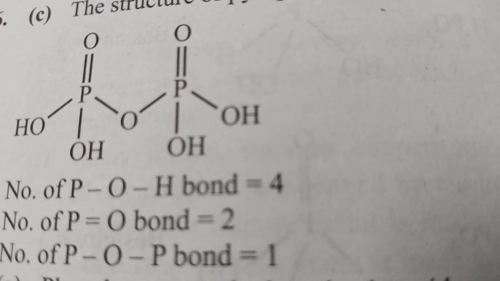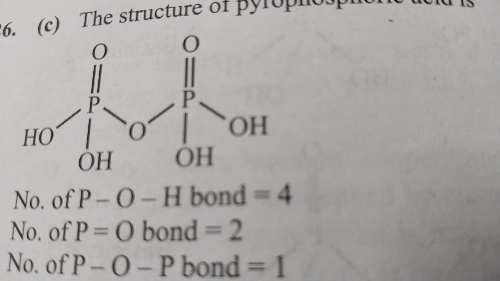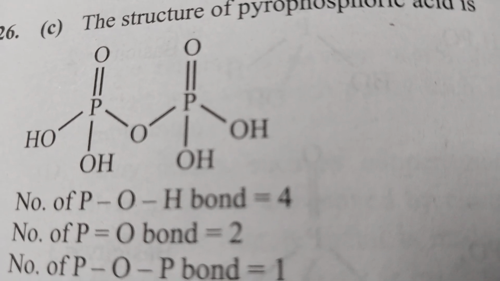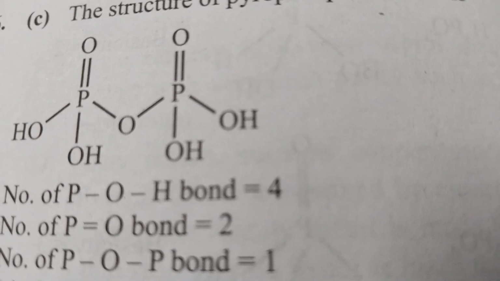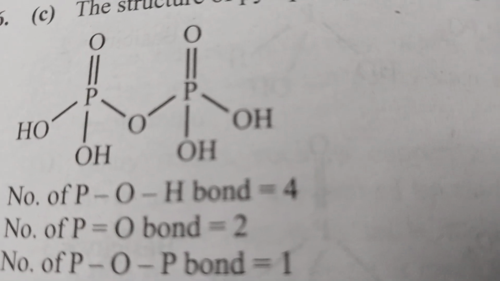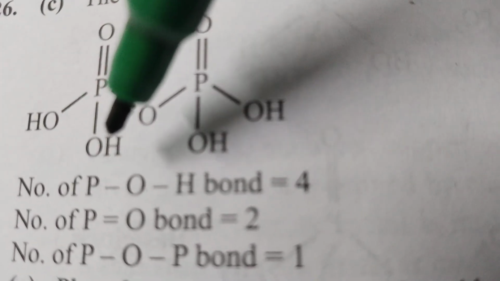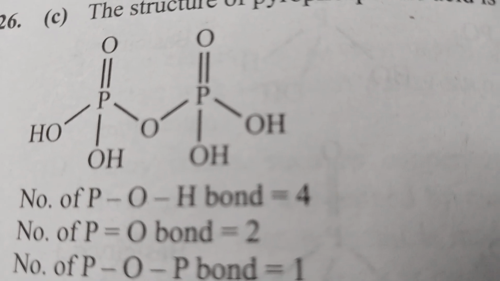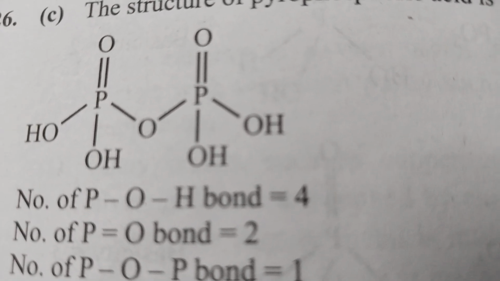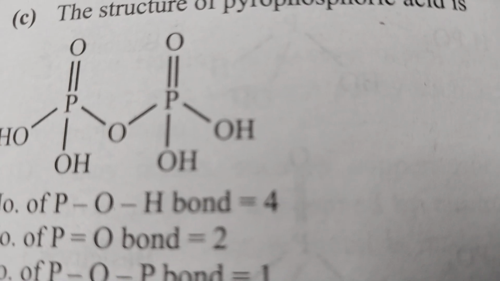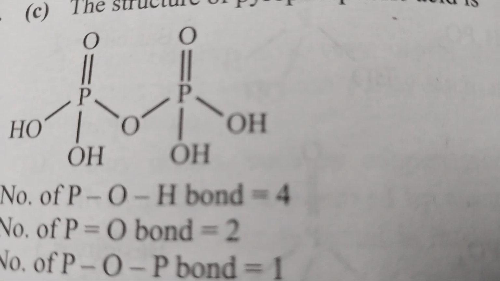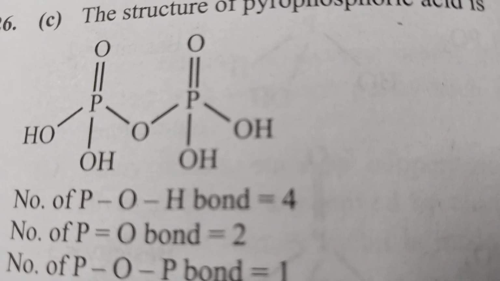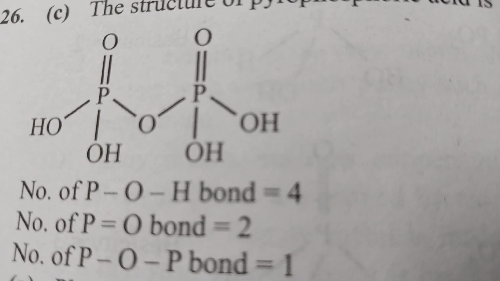Please note it. The number of ionizable hydrogen atoms that an acid can release, that is called basicity. So here 1 H plus, here 1, here 1, here 1. Total 4 will be released. So the basicity of the pyrophosphoric acid is 4. Diphosphoric acid, we can say diphosphoric acid, is a tetrabasic acid, that is 4.